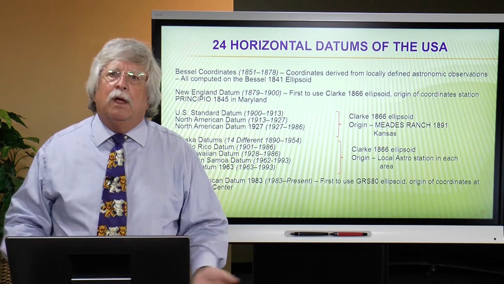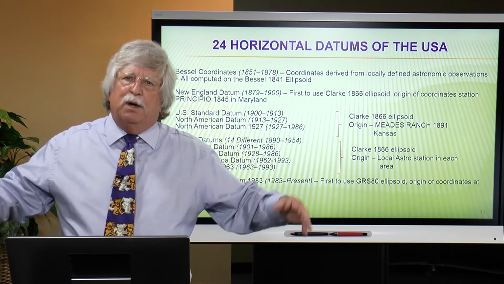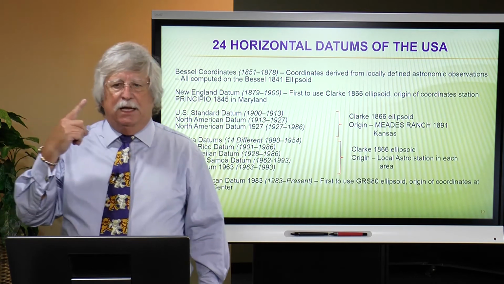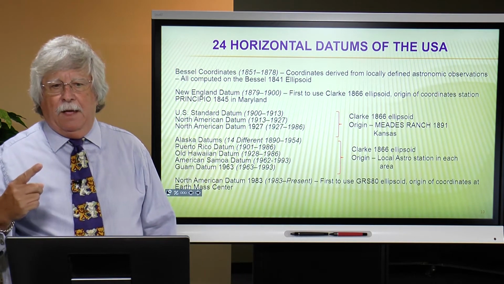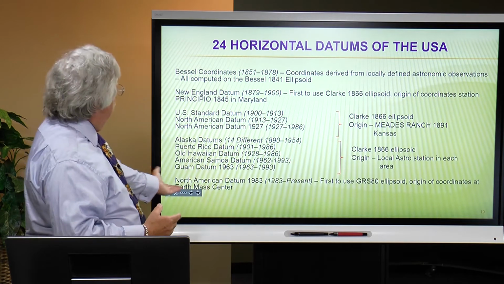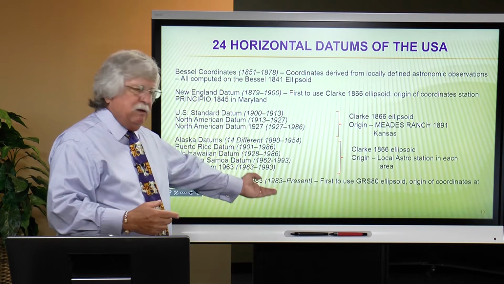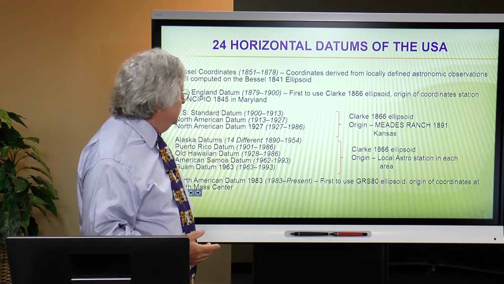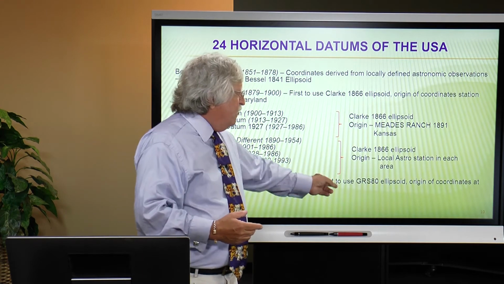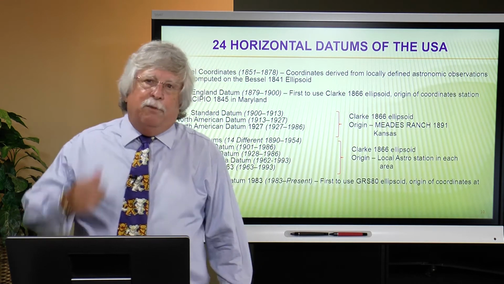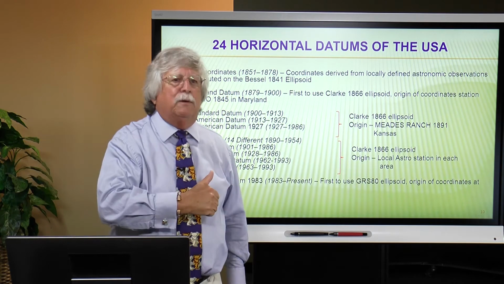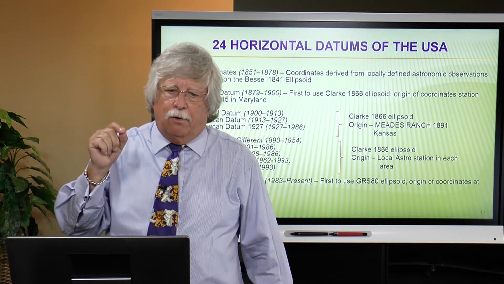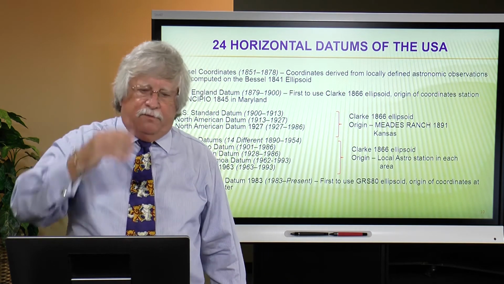It's not till the advent of GPS that now we're able to combine all of these disparate areas together in a single coordinate system. And all of that today is based on the North American datum of 1983, defined in 1983, permanently adopted in 1986. And it's the very first to use that GRS 80 ellipsoid. It was also the first datum anywhere in the world, civilian datum anywhere in the world, to have its origin of coordinates at or near Earth's geocenter. So there's a list of the 24 datums.